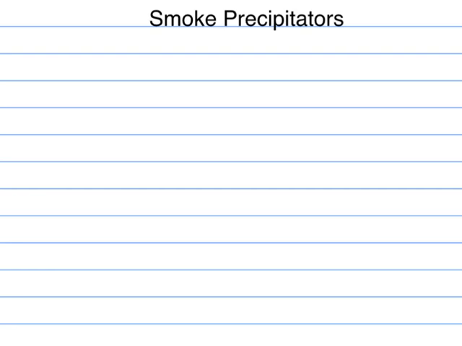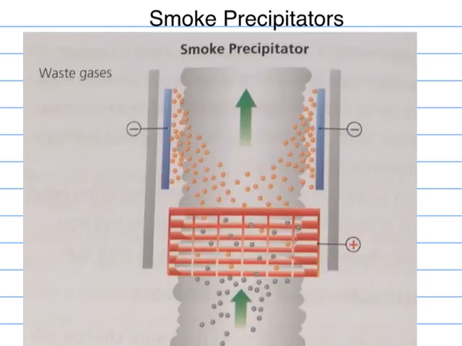Okay, so the second one we're going to look at is smoke precipitators. Now a smoke precipitator works like this. Now you can see coming up here you have smoke. Now smoke is actually tiny solid particles, although they behave like a gas, because they're so fine that they can actually behave in that way.